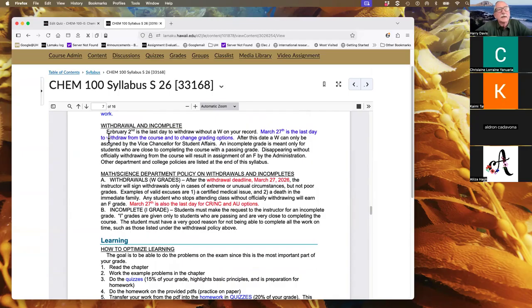So February 2nd is the last day to withdraw without getting a W on your record, which is not a terrible thing. I had several on mine. March 27th is the last day to withdraw from the course. After March 27th, you're stuck. You've got to just get the grade that you're going to get. Also, that's the same time to change any grading options.